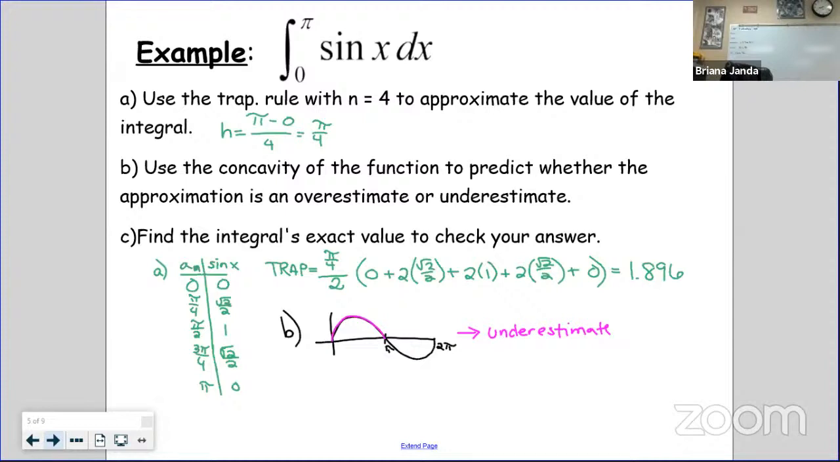So then part C, we actually just go to math 9 this. Type that in my calculator, making sure, my physics people, that we are in radian mode when we do that. And we should get an answer of 2. So check, we approximated it at 1.896. We said that's an underestimate. The actual value is 2. All of that meshes together. Questions?